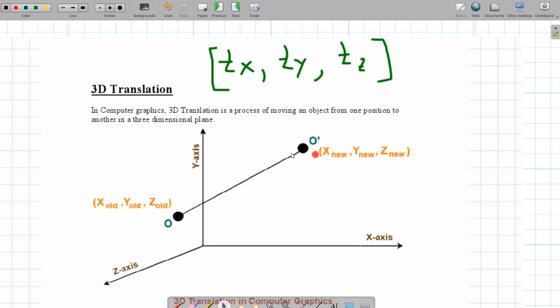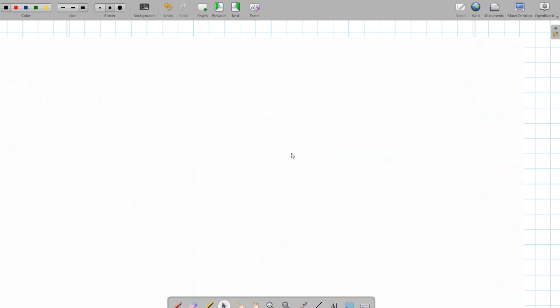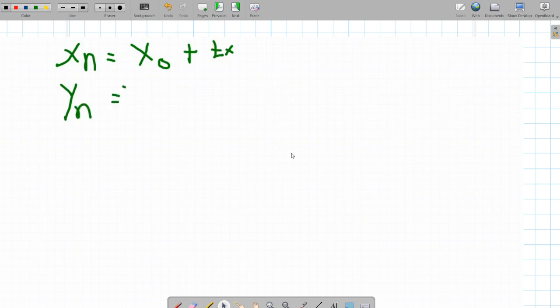If you can recall the transformation in 2D, the formulations will be the same. Now x new will be x old plus tx, y new equals y old plus ty, and z new equals z old plus tz.